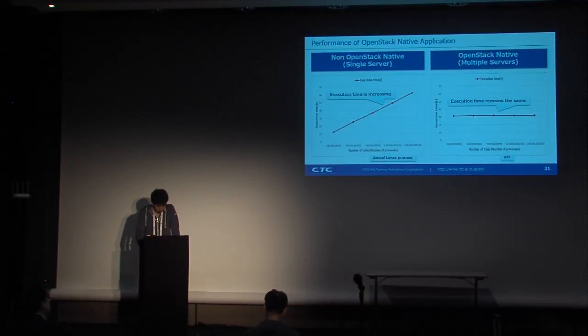So the graph on the left shows the change of the execution time on a single server. As application resource is limited, the execution time increases with increasing the number of trials. On the other hand, in the case of the OpenStack native application here, the execution time remains the same, even if the number of trials increases, because the application will scale out the number of servers accordingly. In addition, if you increase the number of servers while keeping the number of trials the same, the execution time could be shortened. So LAC makes it possible for you to develop such a high-performance application very easily.